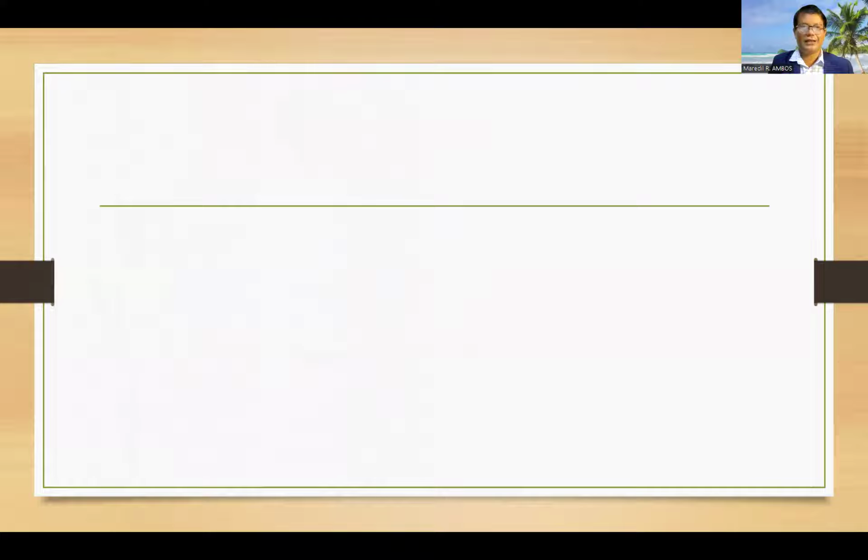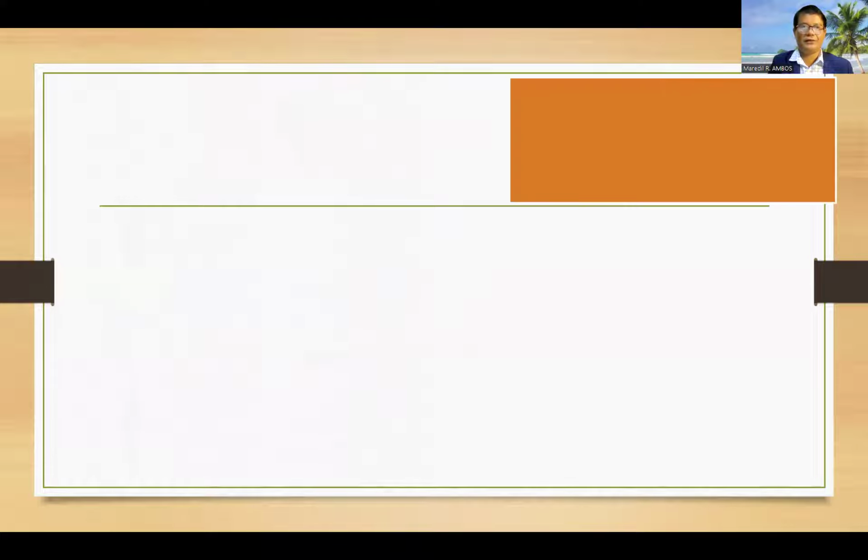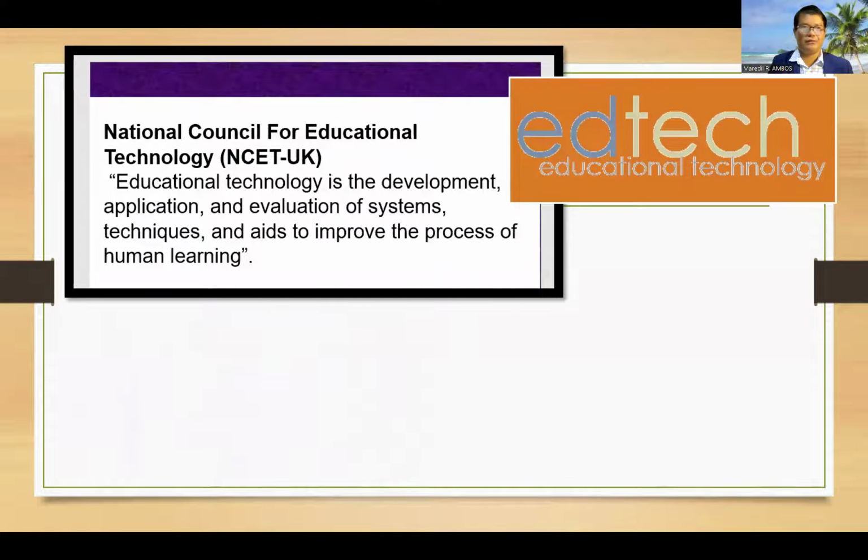By having that, we have this notion and definition of educational technology from the National Council for Educational Technology, or the NCET UK. And it says educational technology is a development, application, and evaluation of systems, techniques, and aids to improve the process of human learning. So we have very good words here that we need to remember, or the key terms that we can probably have.